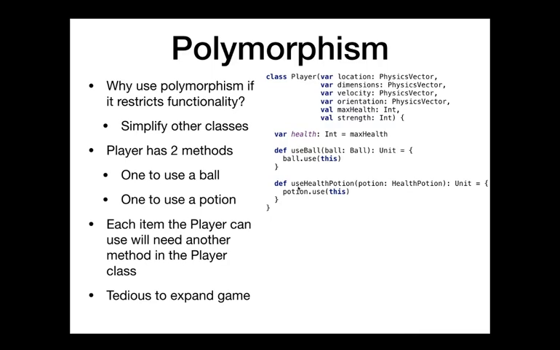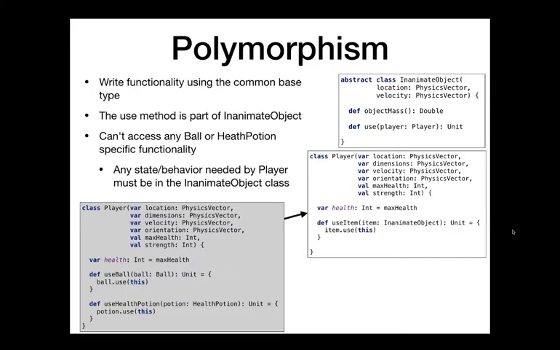But we have to have two different methods because we have one that takes a ball, use ball, and one that takes a health potion, named use health potion. So if we want to add a new object to our game, it's adding to this player class, potentially breaking things, and always revisiting this every single time we add a new object type, a new inanimate object, to our game. So let's change this a little bit. Let's refactor our code and start leveraging this polymorphism idea.